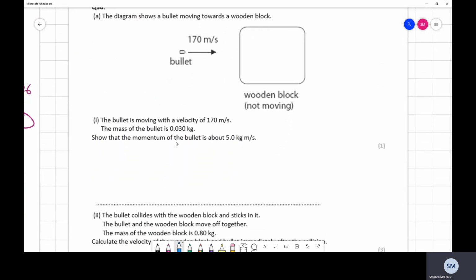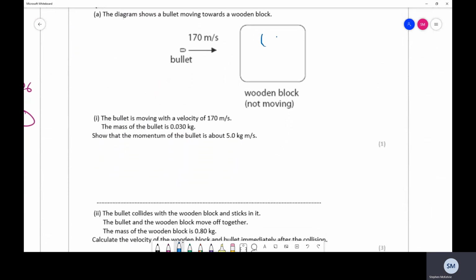The diagram shows a bullet moving towards a wooden block. Not a happy little block. The bullet is moving at a velocity of 170 meters per second. The mass of the bullet is 0.03 kilograms. Show that the momentum of the bullet is around about 5.0 kilogram meters per second.